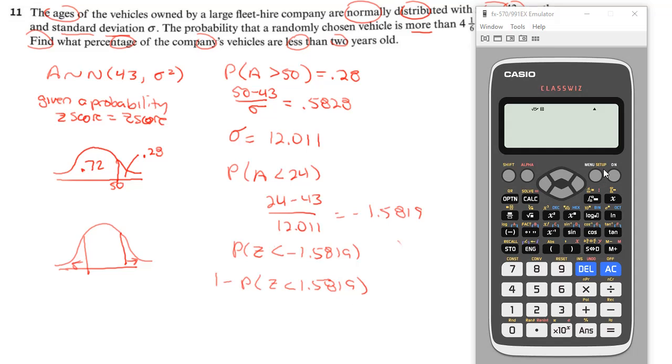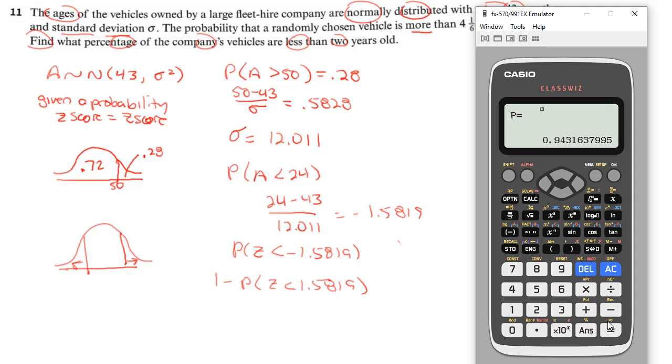And so all I do now is go to my calculator and do normal CD. The lower boundary is going to be negative 9 times 10 to the 99th power. And then my upper boundary is going to be 1.5819. The standard deviation is still going to be 1, and the mean is still going to be 0 because we're talking about a z-score here.